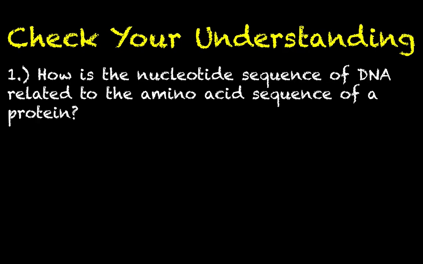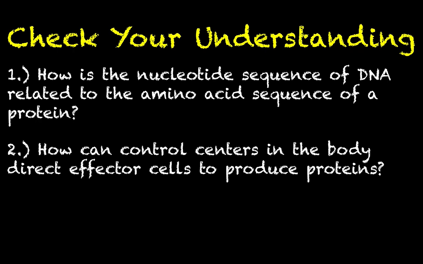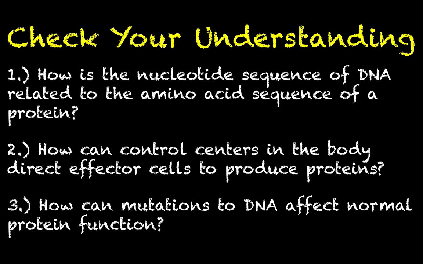For checking your understanding, number 1, how is the nucleotide sequence of DNA related to the amino acid sequence of a protein? Number 2, how can control centers in the body direct effector cells to produce new proteins? And number 3, how can mutations to DNA affect normal protein function?